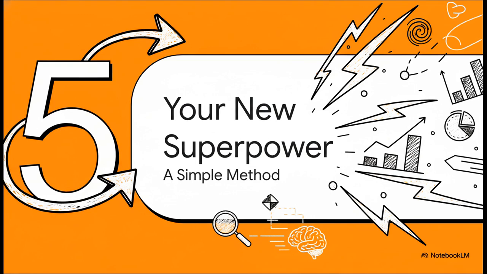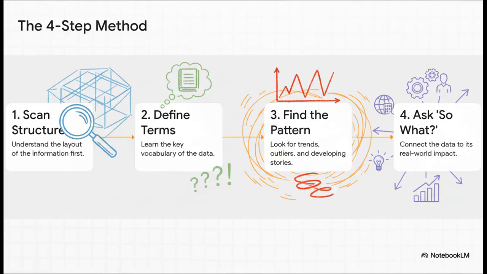And that brings us to our final section, your new data superpower. Because what we just did, it wasn't some kind of magic trick. It's a simple, repeatable method that you can use on pretty much any complex set of info. So here's the 4-step playbook. Number 1, scan the structure. Get your bearings. Number 2, define the key terms so you know the language you're reading. Number 3, find the pattern. Hunt for the extremes, the outliers, the narrative. And fourth, and this is crucial, always ask so what. Connect that pattern back to the real world.